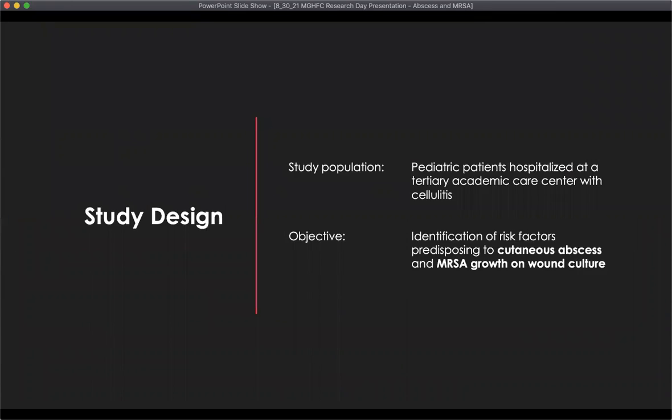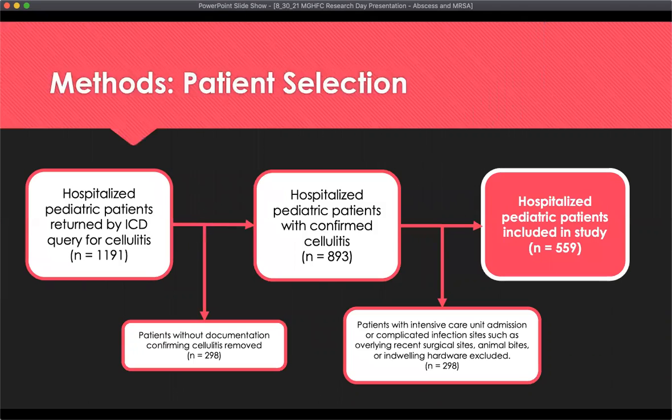This study was conducted on pediatric patients hospitalized at a tertiary academic center with cellulitis, with the goal of identifying risk factors predisposing to either formation of cutaneous abscess or evidence of MRSA infection by growth on wound culture. In the patient selection, those meeting specific exclusion criteria, such as having intensive care unit admissions or having complicated infection sites, such as those overlying recent surgical sites, were removed in order to reduce confounding by such complex factors. This ultimately left 559 hospitalized pediatric patients included in the study.